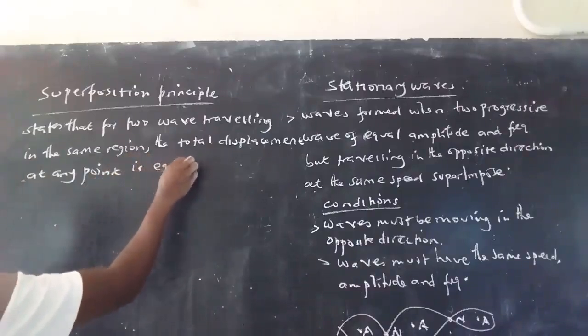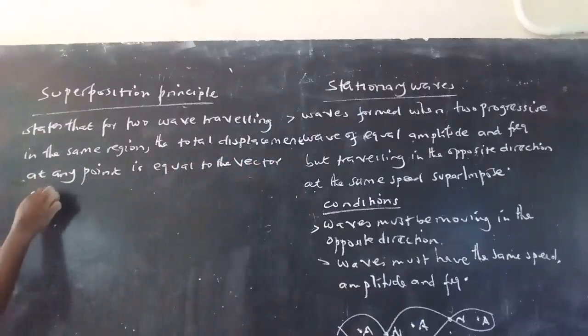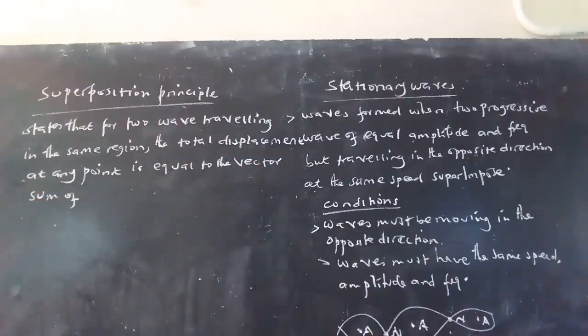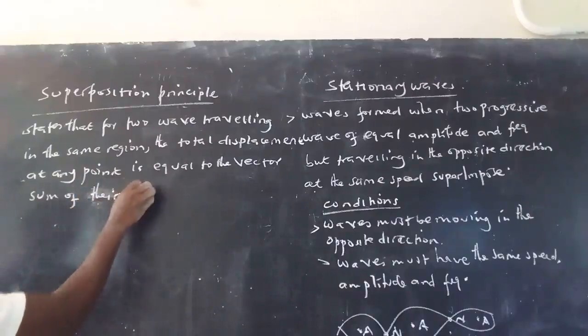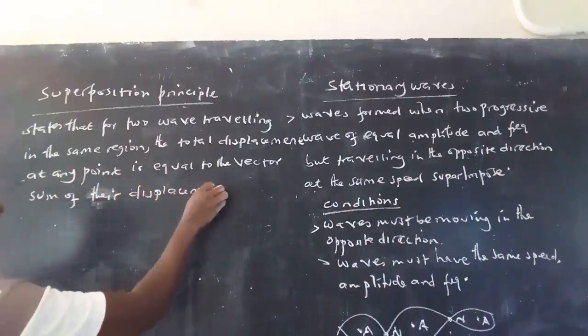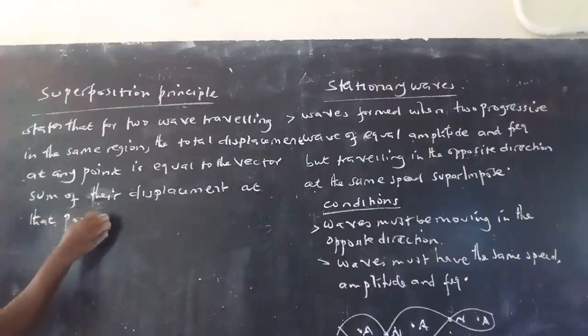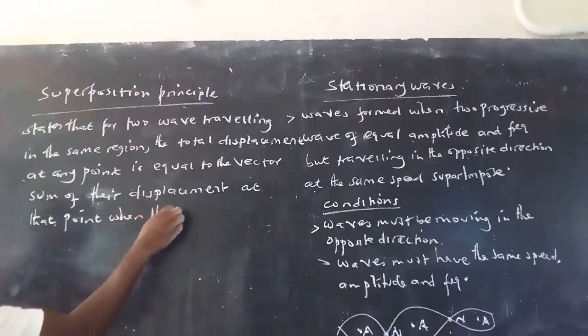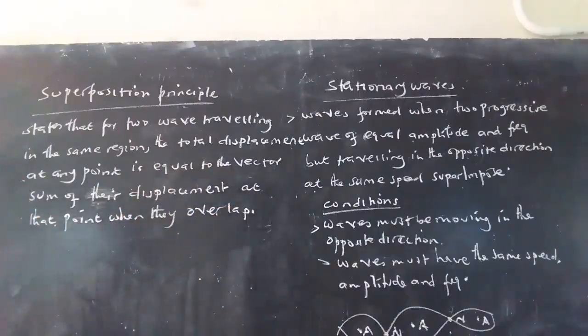The total displacement at any point is equal to the vector sum of their displacements at that point when they overlap. Then from there we consider a wave traveling from left to right.